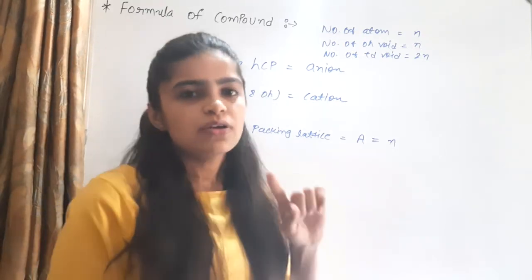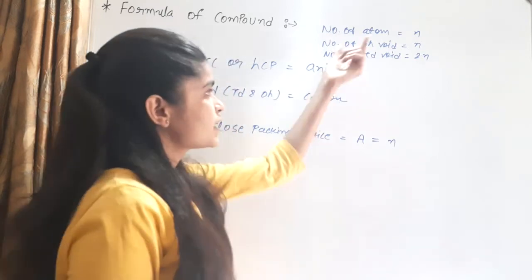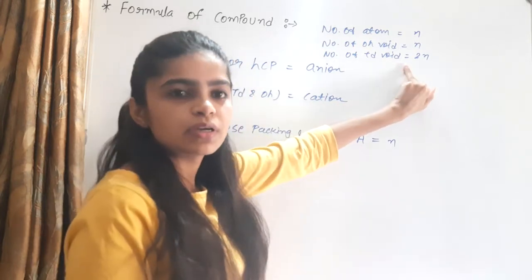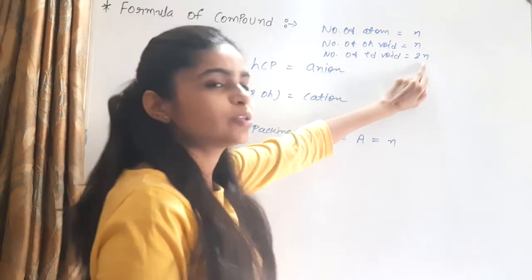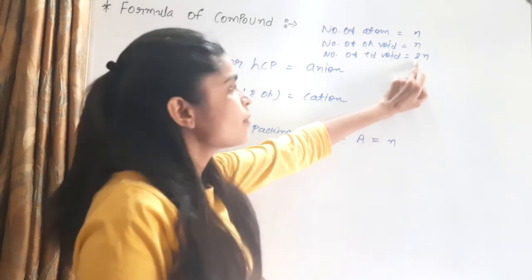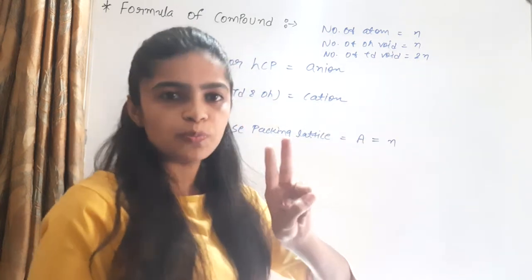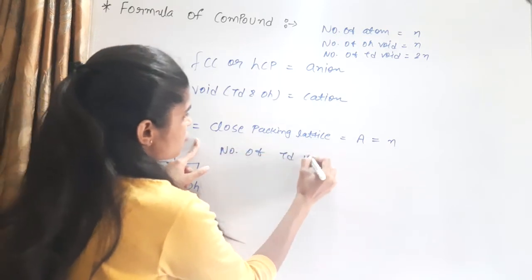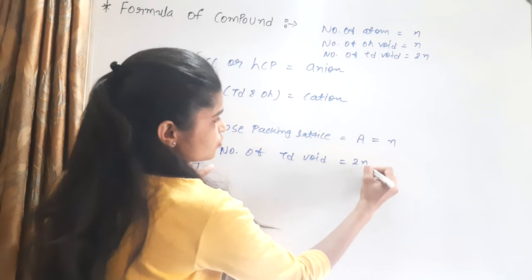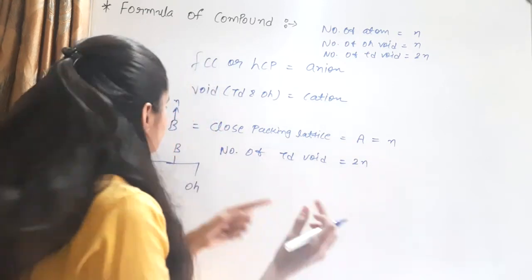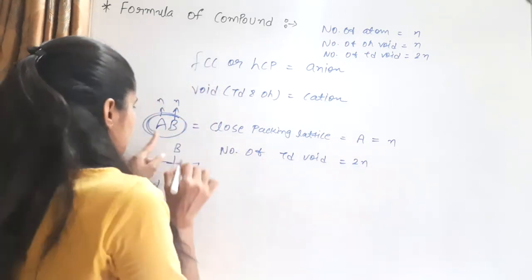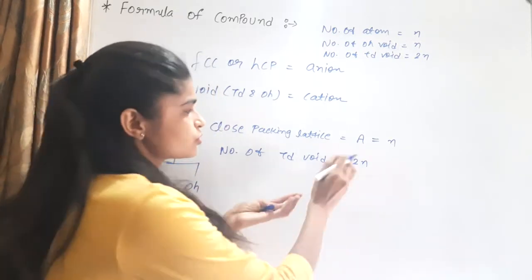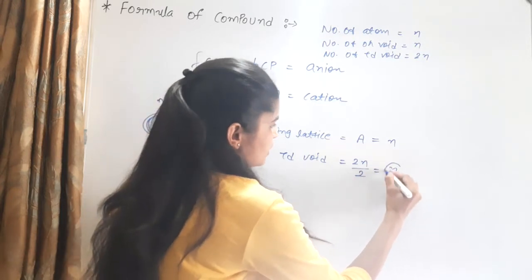In the first case we discussed the octahedral voids, where the number is equal to n. But in this case we discuss the number of tetrahedral voids, which is equal to 2n. Per atom, the number of tetrahedral voids is 2. So the number of tetrahedral voids is equal to 2n. But we are discussing the formula AB, where we find B means n, so this divided by 2 is equal to n.